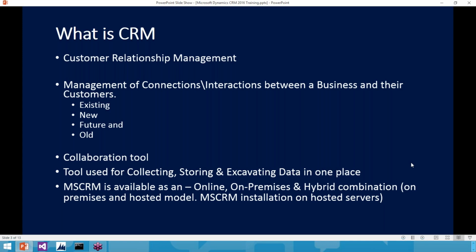Okay, so the third and final mode is hybrid combination. It's a mix match of on-premises and a hosted model. A few clients won't like to buy all the servers because of the cost. So what they do is they host some servers within their network and a few things in the hosted environment. So that's a hybrid model.